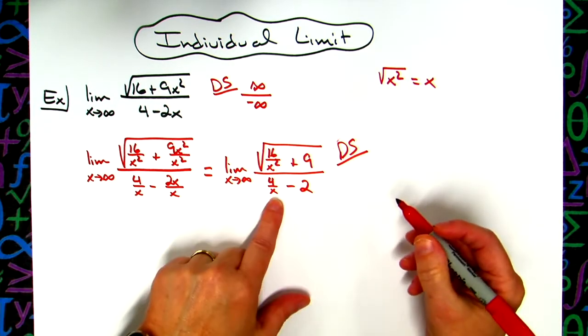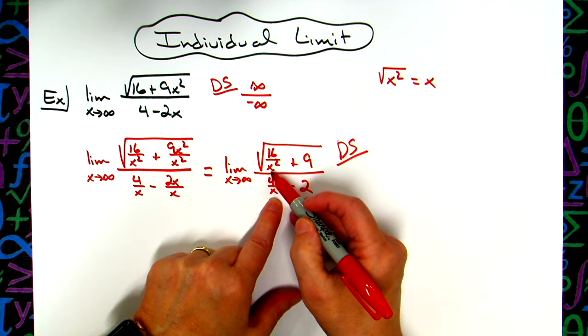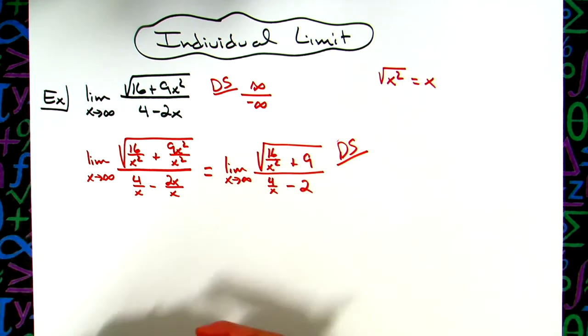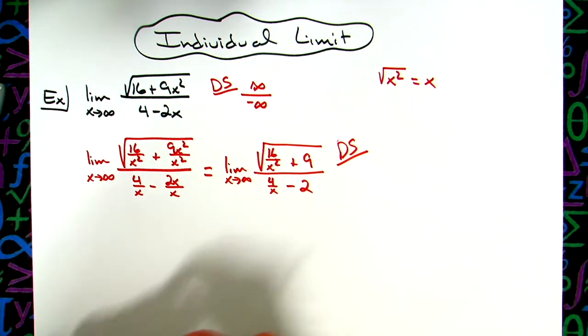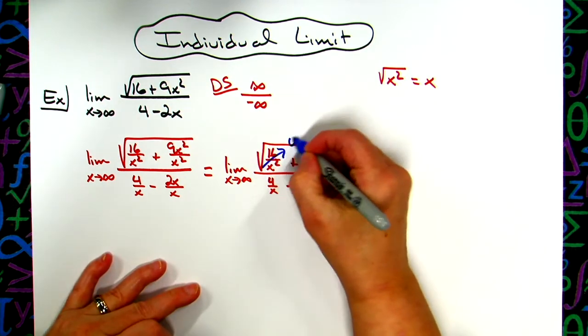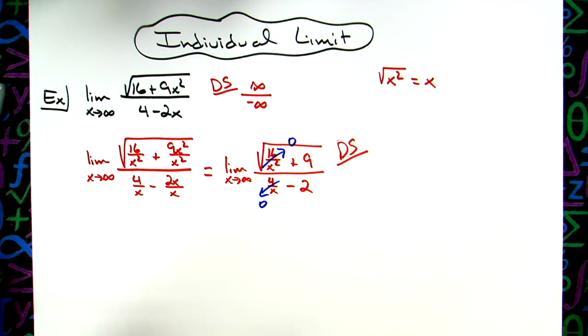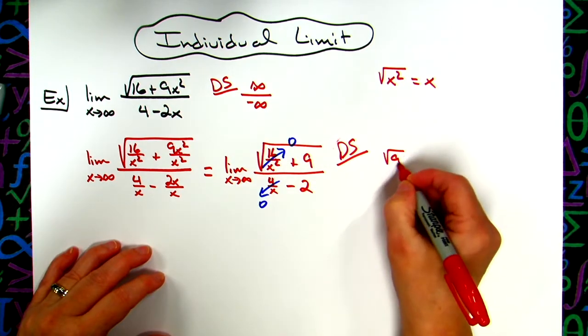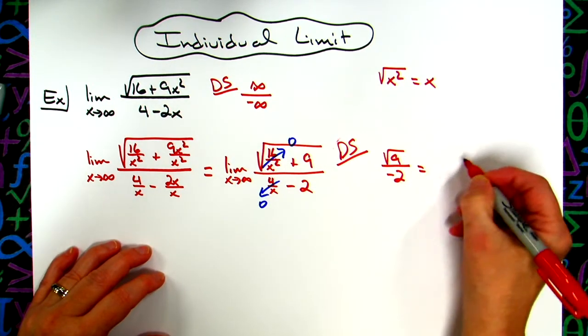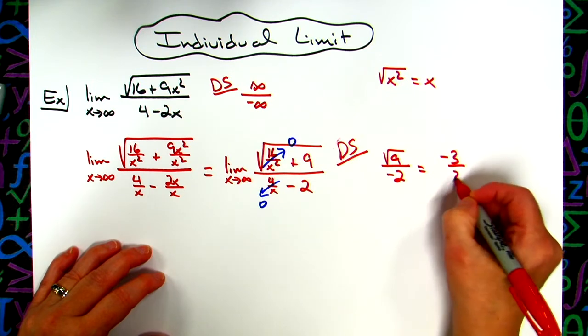So again, as we plug x in going to infinity there, then we can see that this term is going to go to 0, and this term is also going to go to 0. So those two things are basically going to fall out, so I'll have a square root of 9 over a negative 2, which gives me a negative 3 halves.